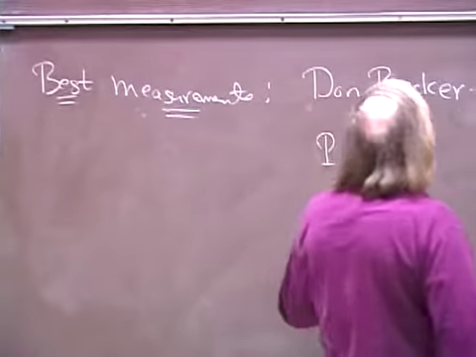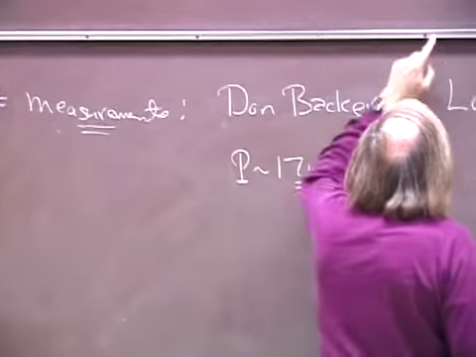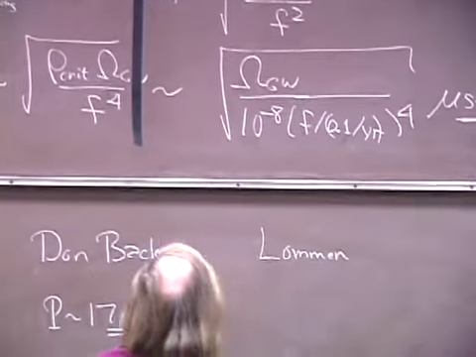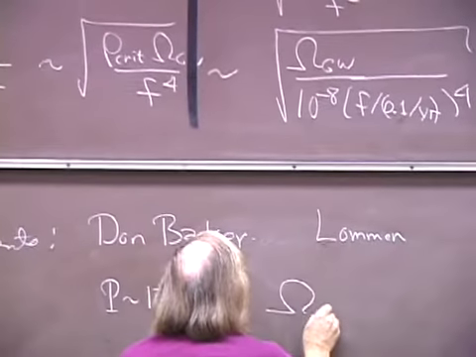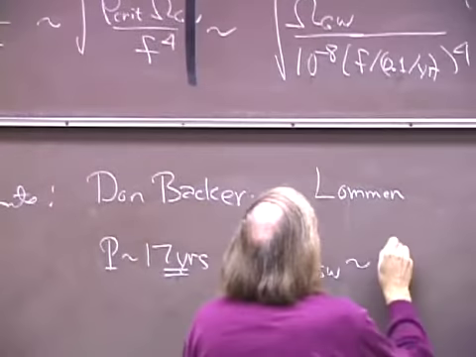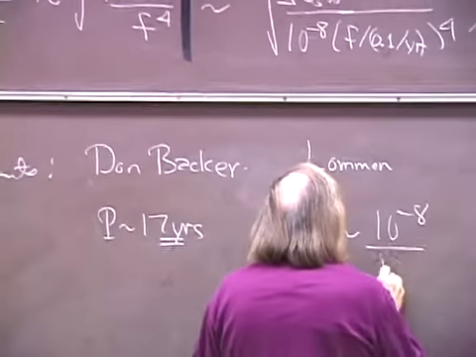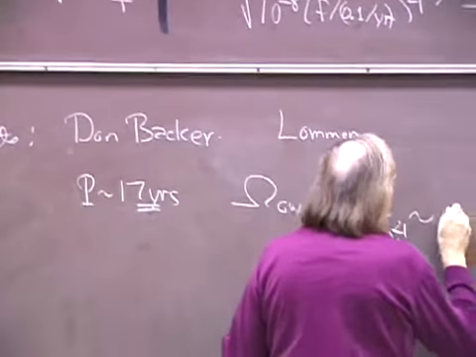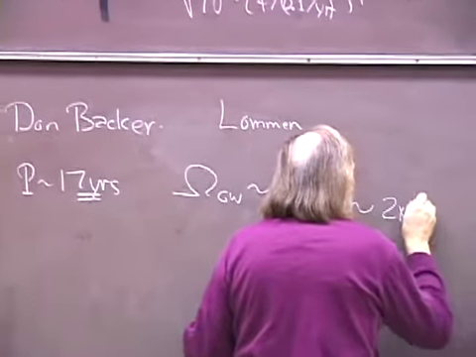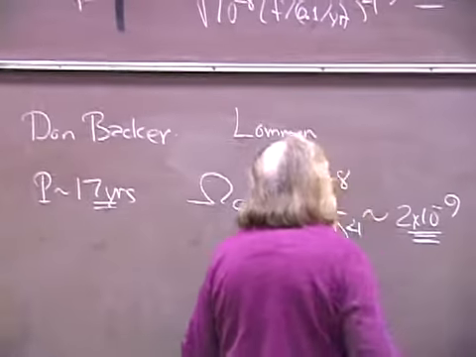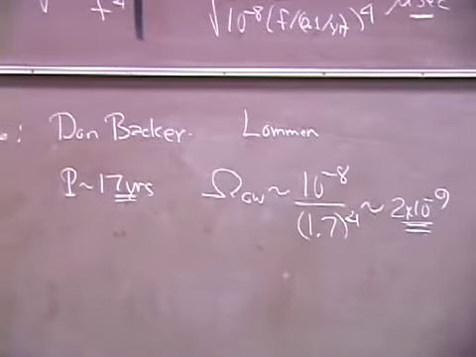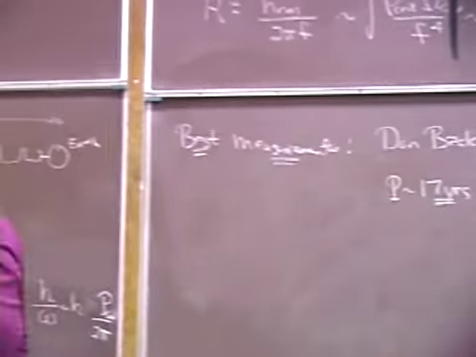So working at a period of 17 years, they can do better than this 10 to the minus 8 by a factor of 1.7 to the fourth. So they have an omega GW that's of order 10 to the minus 8 over 1.7 to the fourth. Well, that's approaching 10 to the minus 9 or 2 times 10 to the minus 9, something like that. So that's basically where they are at with microsecond residuals.